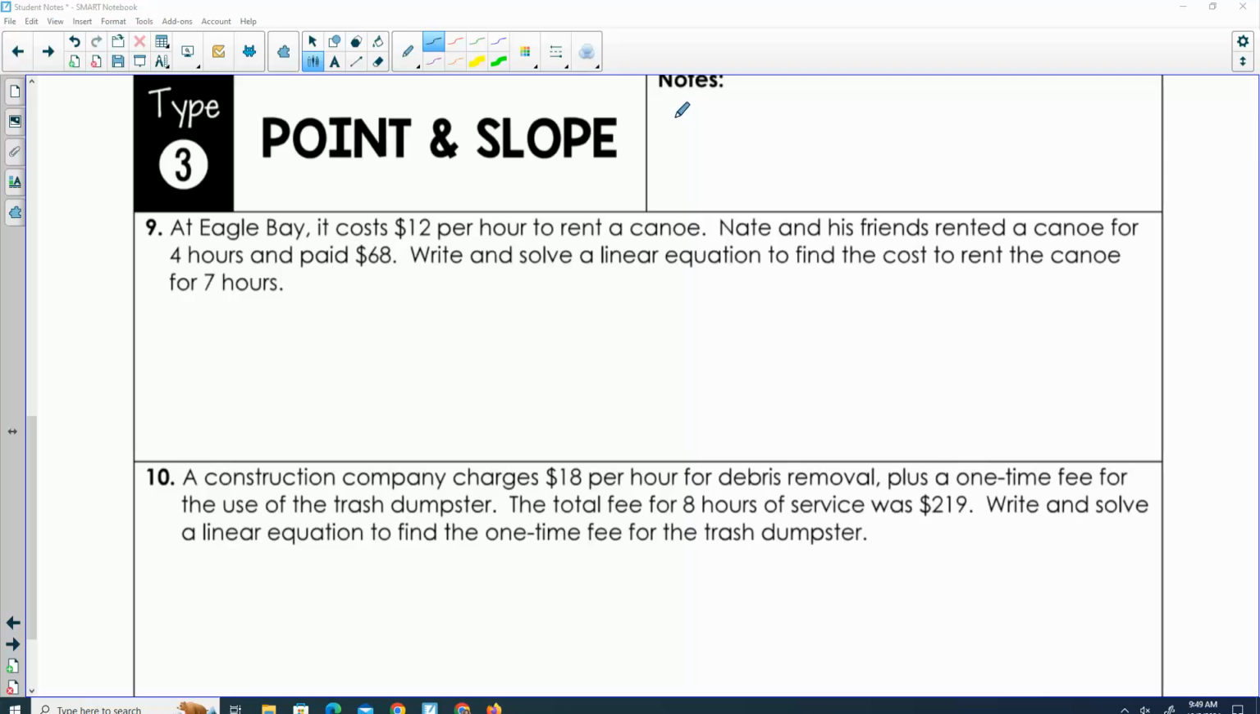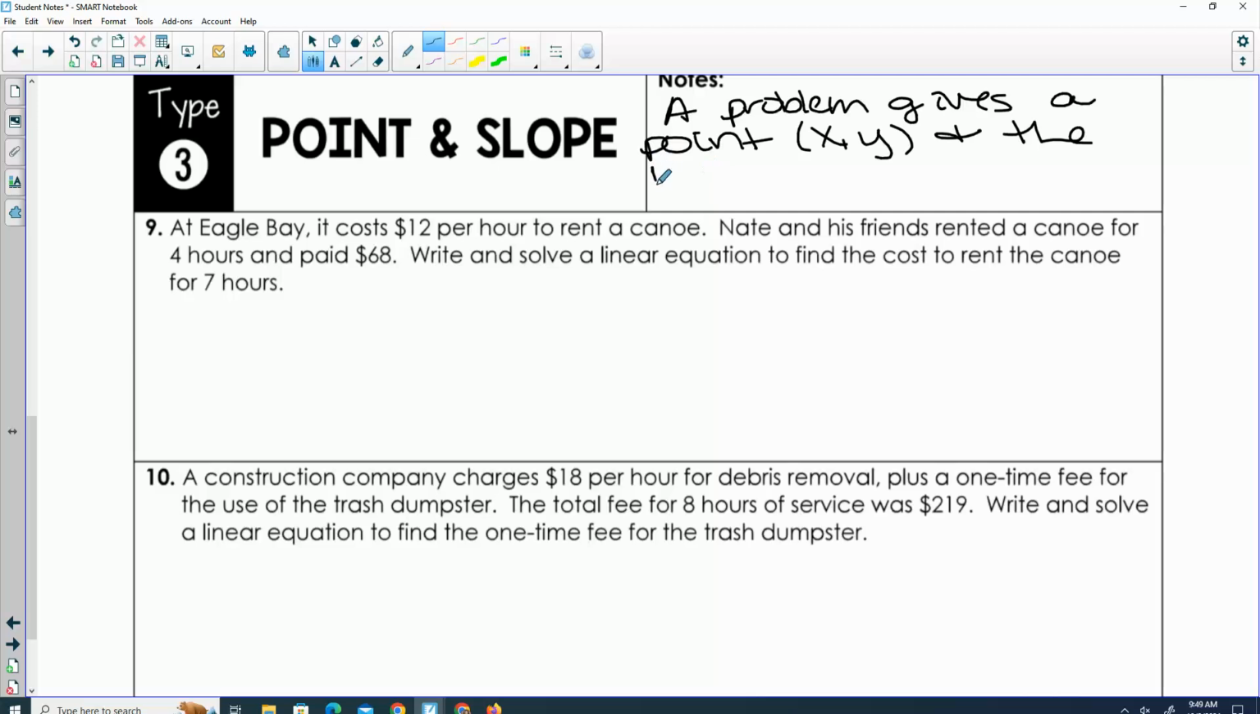So this is when a problem gives a point (x, y) and the rate of change, which is m. In these, it is going to matter which is our x and which is our y, so we do have to be a little bit careful there.